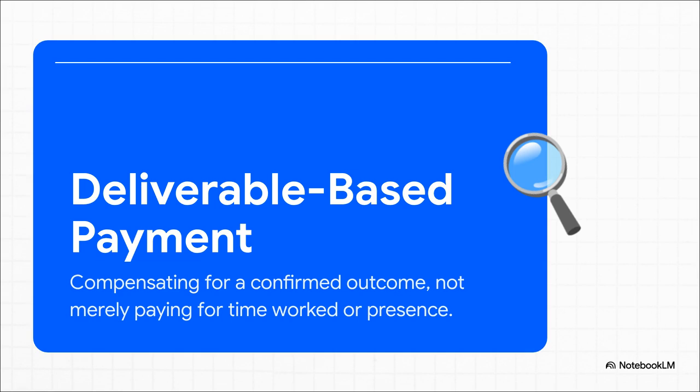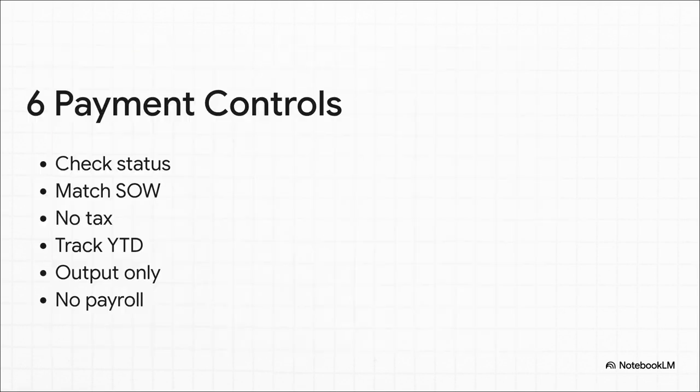Paying someone just for their presence rather than their output, that's another behavioral control factor that can trigger an ugly employee reclassification. Here we go. The 6 critical controls governing every single contractor payment. You've got to verify the classification is still correct, match the invoice to your remaining SOW balance, ensure there is 0 standard tax withholding happening, track those year-to-date totals, and of course, only pay for confirmed deliverables.